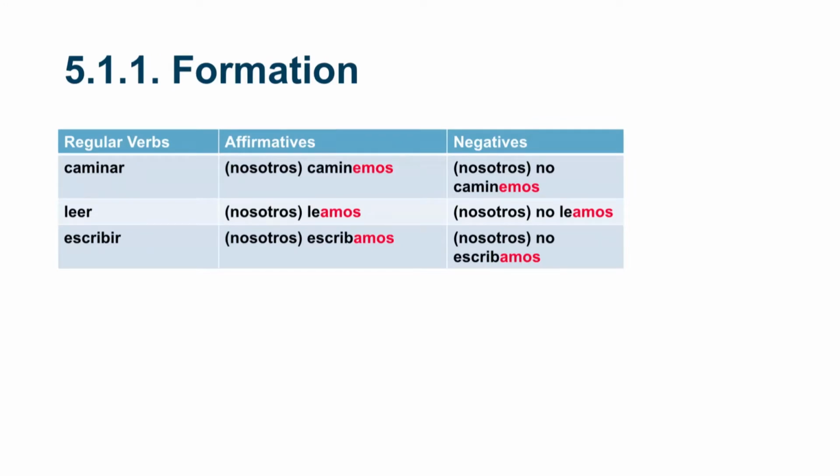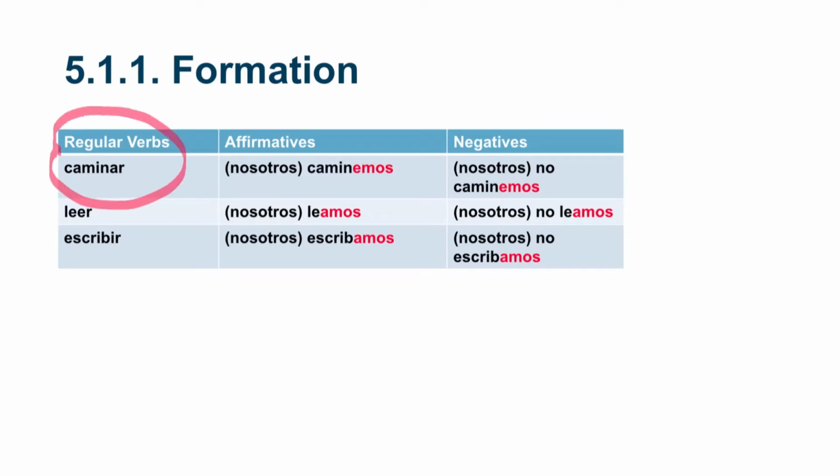In order to find out how to do the commands in the nosotros form, you need to take the stem and write the endings emos or amos. Let's see how this works. So let's go to my chart here.